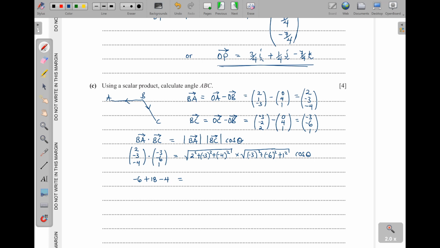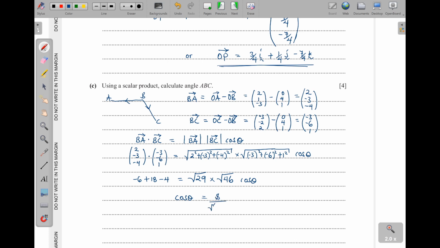And then inside here, we are going to have 2 squared, that is 4. Negative 3 squared is 9. And then negative 4 squared is 16. So 16 plus 9, that is 25. Then plus 4, that is 29. So we shall have root of 29. And then times, this one here is 36 plus 1, that is 37, plus 9, that is 46. So root of 46 cosine of theta. So meaning that cos of theta shall be equal to 18 minus 10. That one will give us 8.